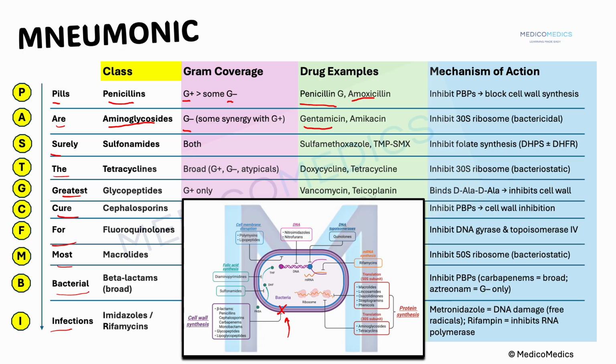Examples here include gentamicin and amikacin. These are the core drugs found here, and when paired with beta-lactams, which open up the wall, aminoglycosides gain better access. So it's a classic synergy here.